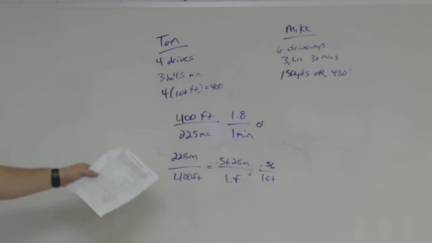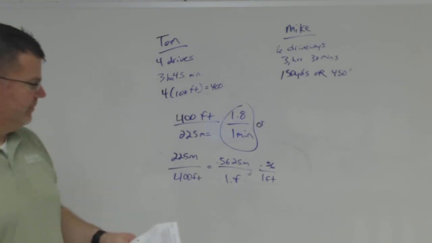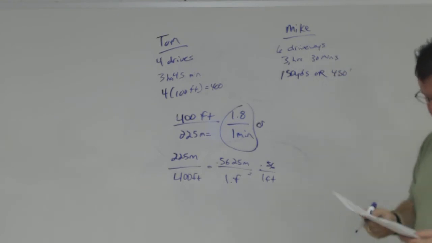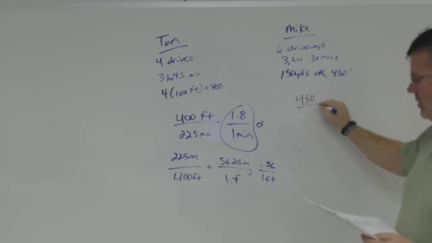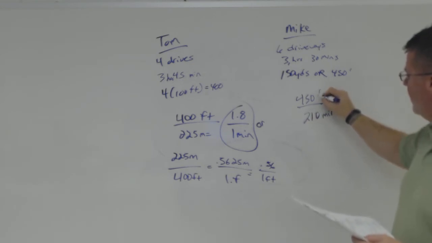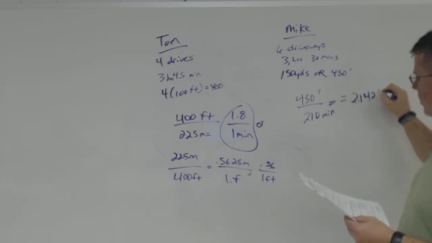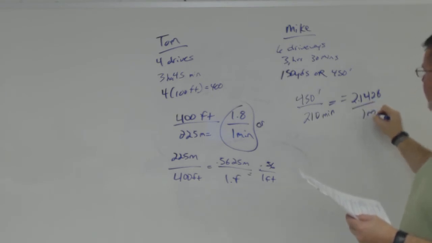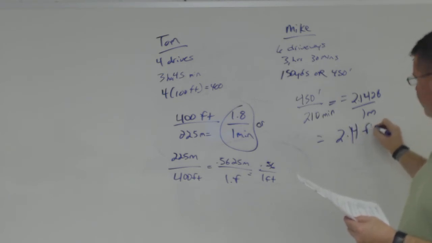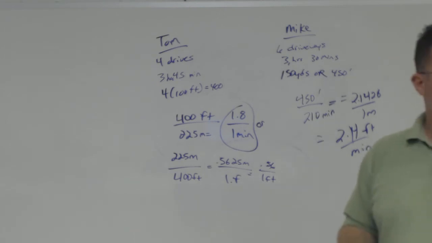So I did it moving this much or writing it in that form. This is what we're going to go by. And then Mike did 450 feet over 210 minutes, equals 2.1428 over 1 minute, or rounded to 2.14 feet per minute. Easy enough. Yeah. So I'd hire Mike.